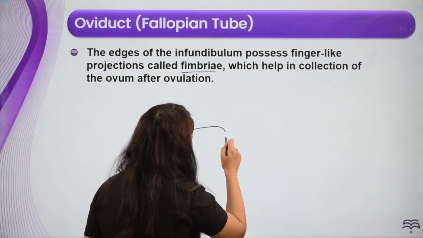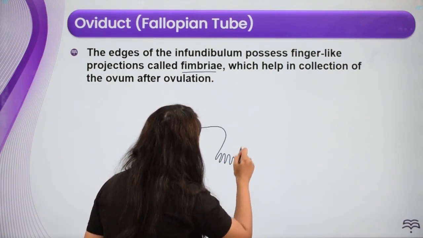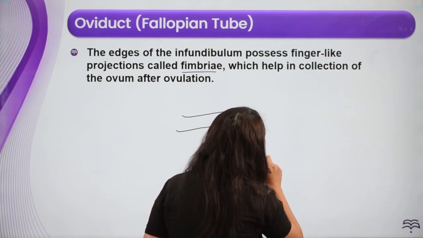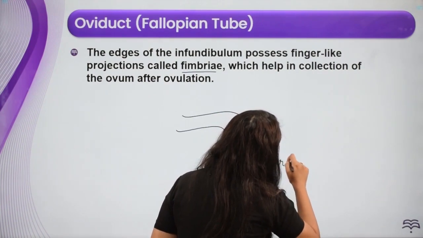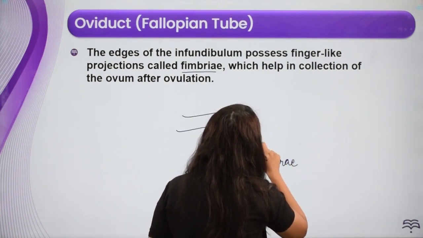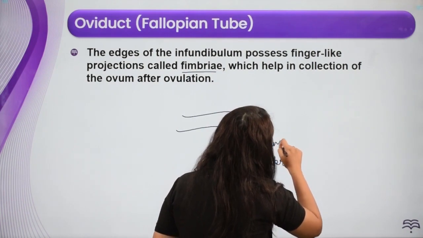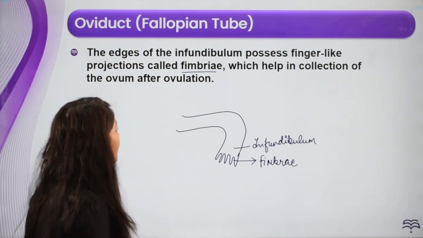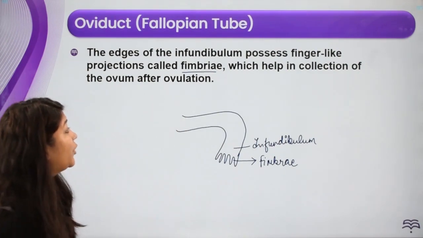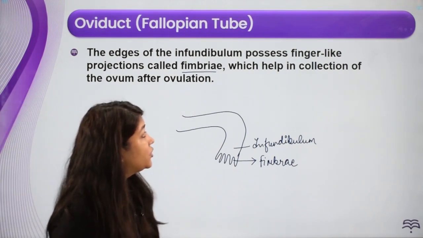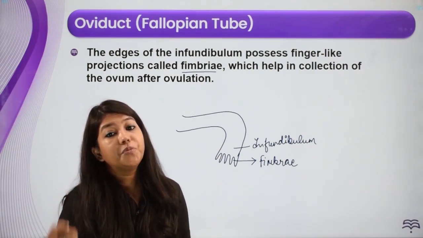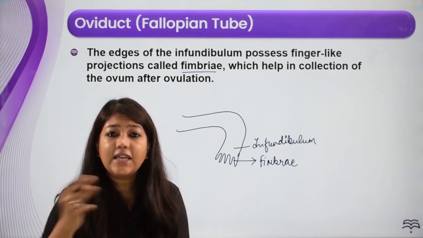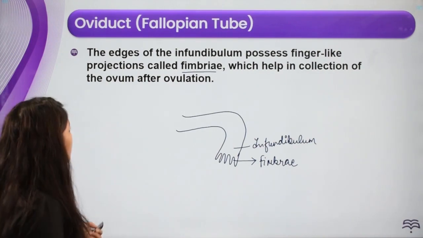Then the edges of the infundibulum possess finger-like projections which are called fimbriae. Right? How do we draw it? We draw it like this. Right? So these finger-like projections are fimbriae, and this part is the infundibulum, the one which is closest to the ovary. This is the infundibulum. All right. So what is the function of the fimbriae? It helps to collect the ovum after the process of ovulation, right? They are finger-like projections, so what will they do? As soon as the ovary releases the egg, they are going to catch it, they are going to collect it.